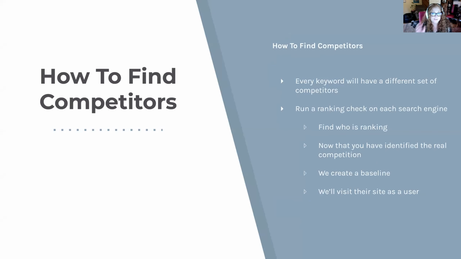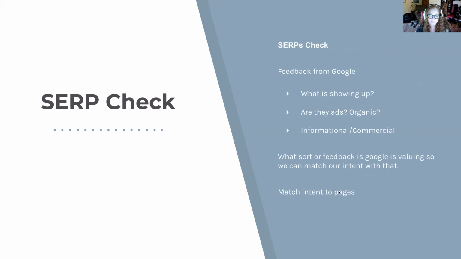So every keyword has its own different set of competitors, super important to know. And running a check on the search engines, who's ranking, are they real competitors? We want to create a baseline, and we want to visit their site as a user and as an SEO user, right? So the SERPs, search engine results pages, I love them. They're the basis of everything, right?